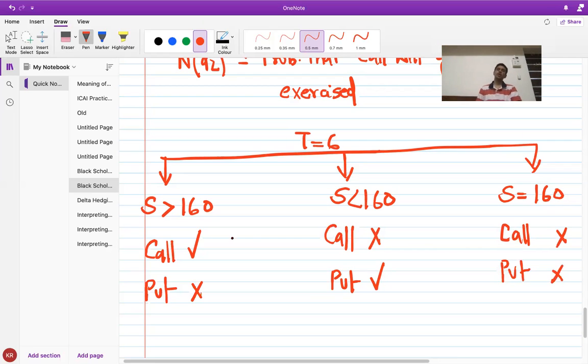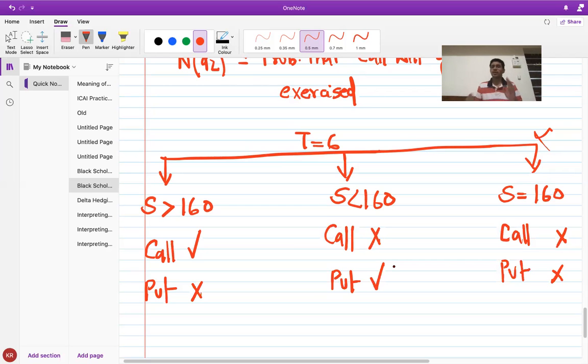Agreed? So when a call option gets exercised, I'm not talking about this rare circumstance. What I'm saying is, if a call option gets exercised, the put option will lapse. If the call option lapses, the put option will get exercised. Both call and put cannot get exercised at the same time.